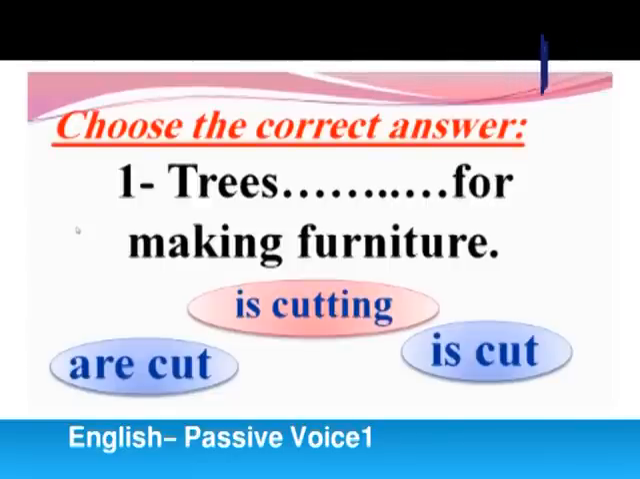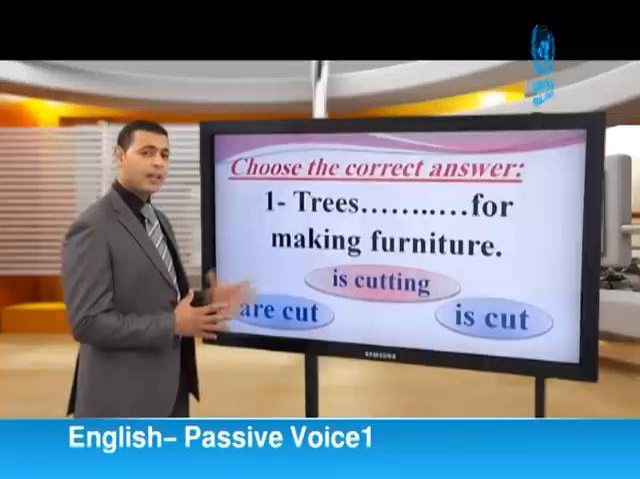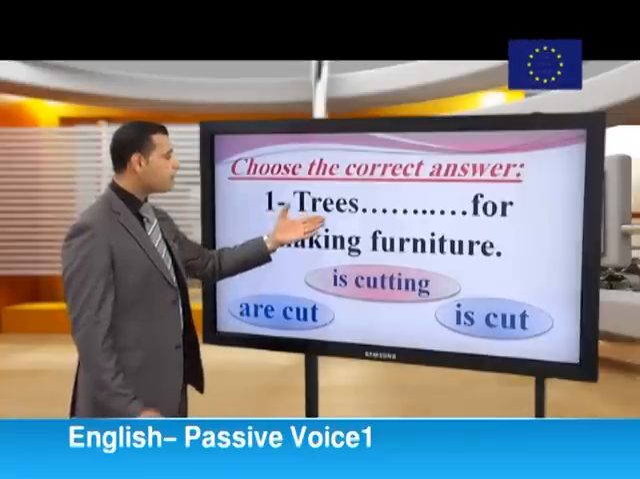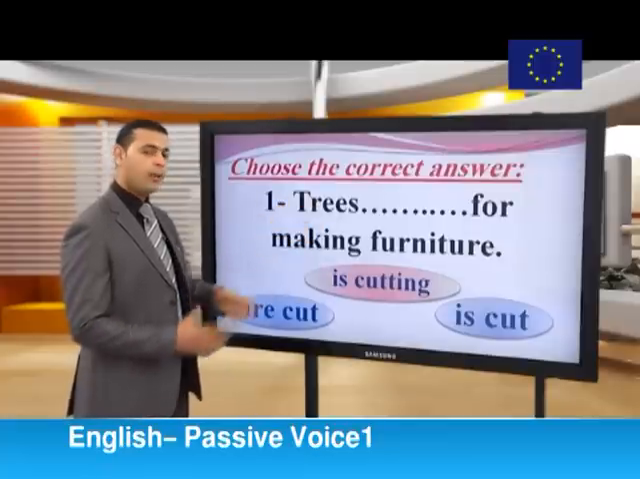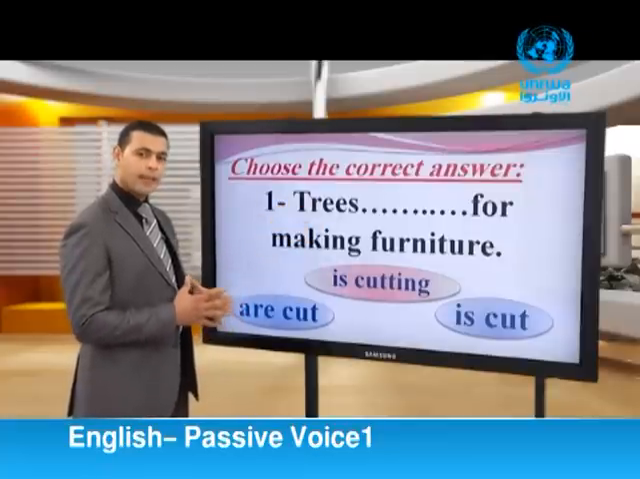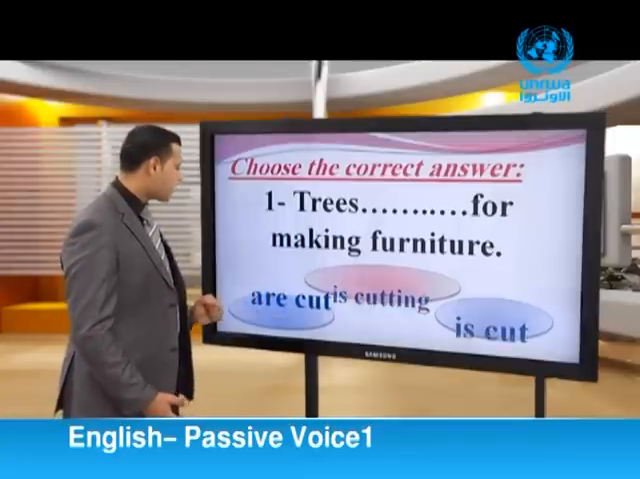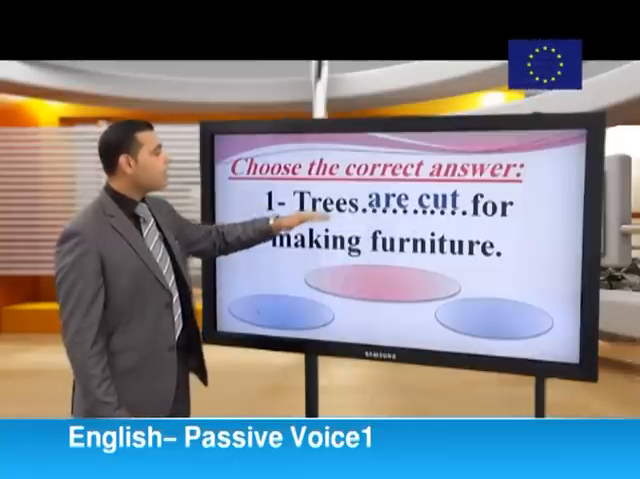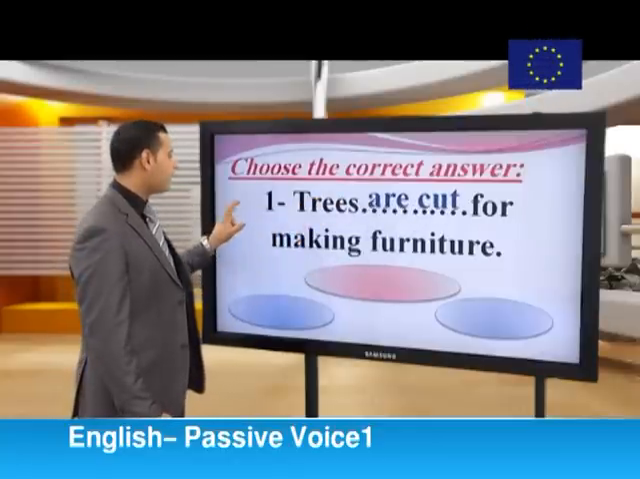Trees is cutting, are cut, or is cut. Which is the correct answer? Trees is a plural subject by the way, so we must use the auxiliary verb are with the third form. Here, are cut. Excellent, thank you very much. Trees are cut for making furniture.